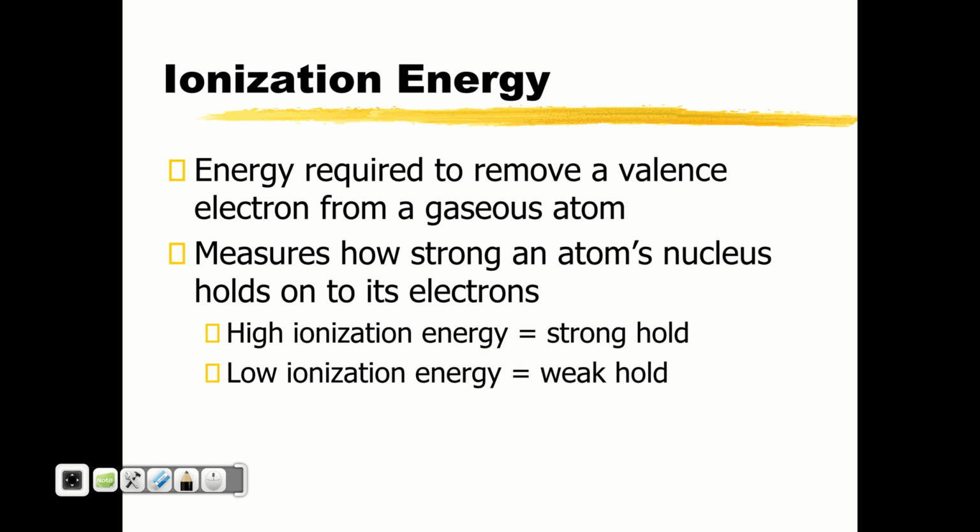Ionization energy is our second property or trend. It's the energy needed to remove an electron from the valence energy level, the energy needed to remove one electron from that atom. It's going to be one of their outermost electrons. This basically tells you how strong the nucleus is. If there's a high ionization energy, that nucleus holds those electrons really, really well. If there's a low ionization energy, it cannot hold them very well.